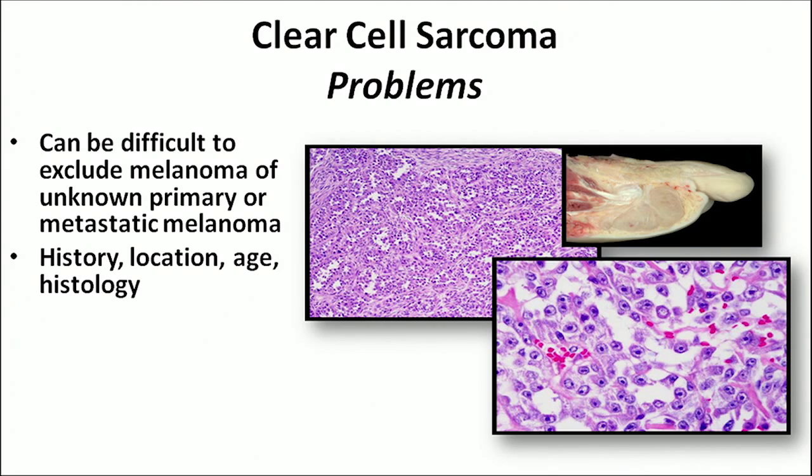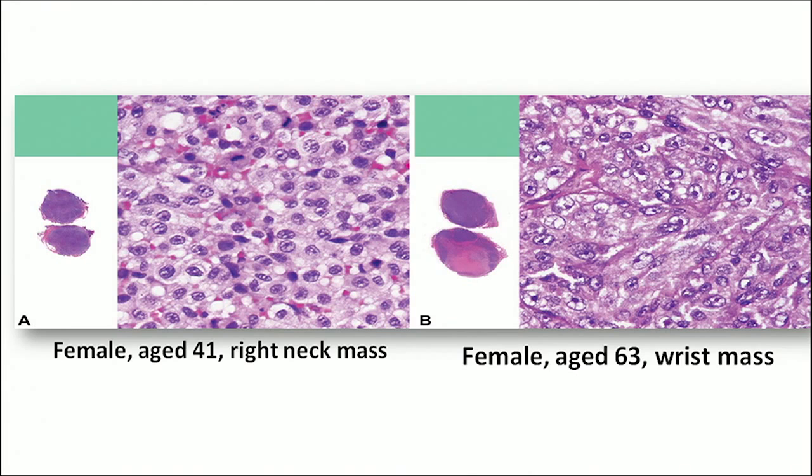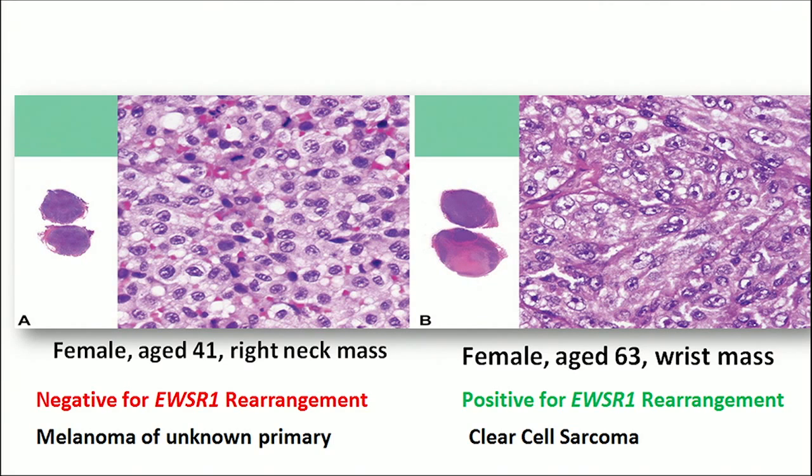But still, it's important to exclude these from melanoma because the staging principles and nowadays the treatment for these are very, very different. So here's an example. I'll tell you that one of these is a melanoma and one of these is a clear cell sarcoma. So one's a female age 41 with a right neck mass, and one's a female age 63, which is a little old for clear cell, but maybe the location is better because they're usually in the extremities. So which is which? Not going to torture you.